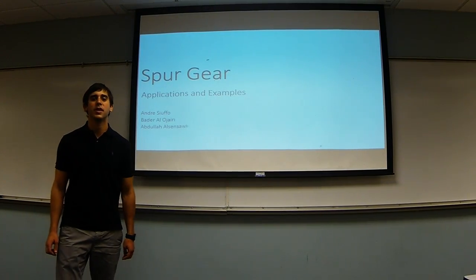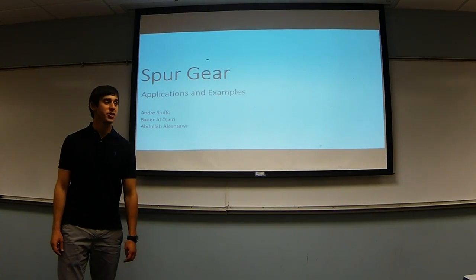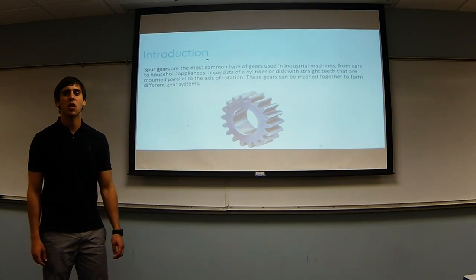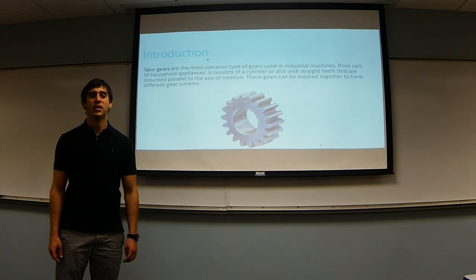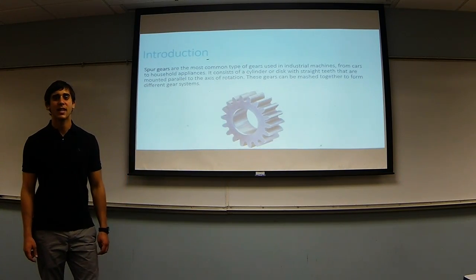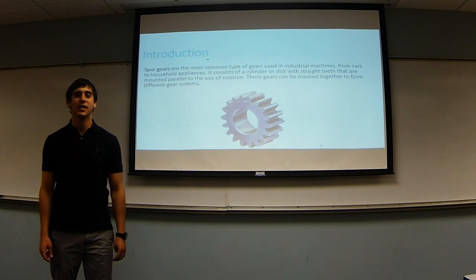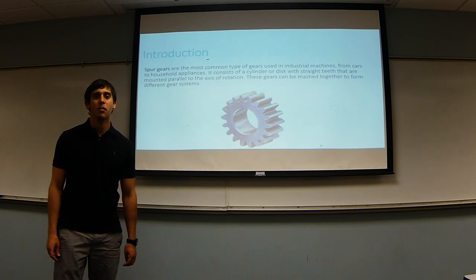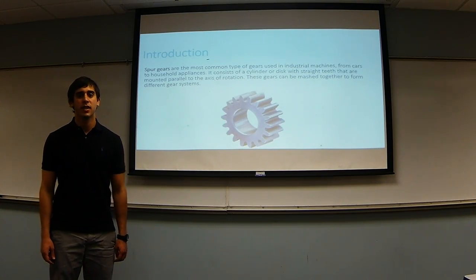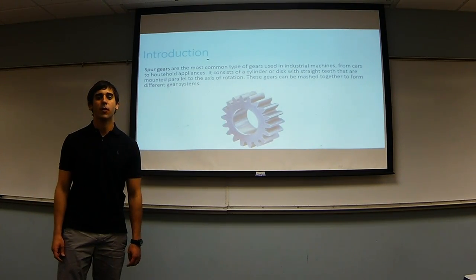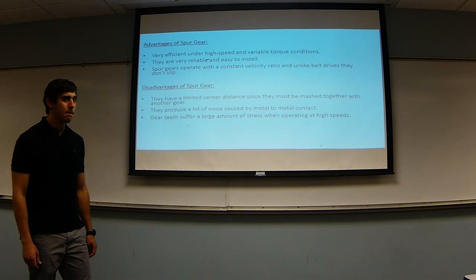My name is Siuffo, and today we're going to talk about spur gears. Spur gears are the most common type of gears used in industrial machines, from cars to household appliances. It consists of a cylinder or a disc with straight teeth. They are mounted parallel to the axis of rotation. These gears can be meshed together to form a gear system.